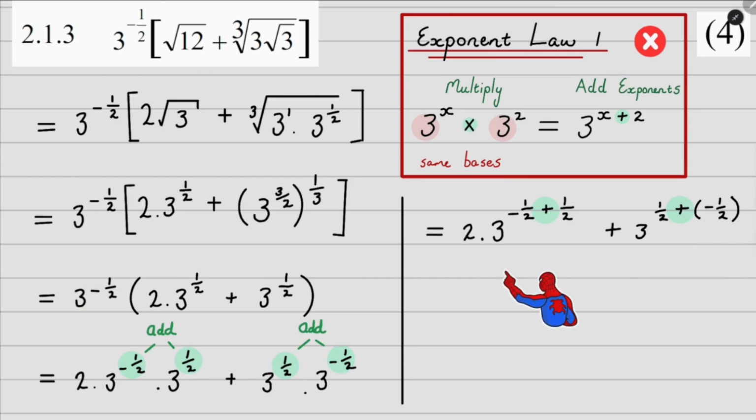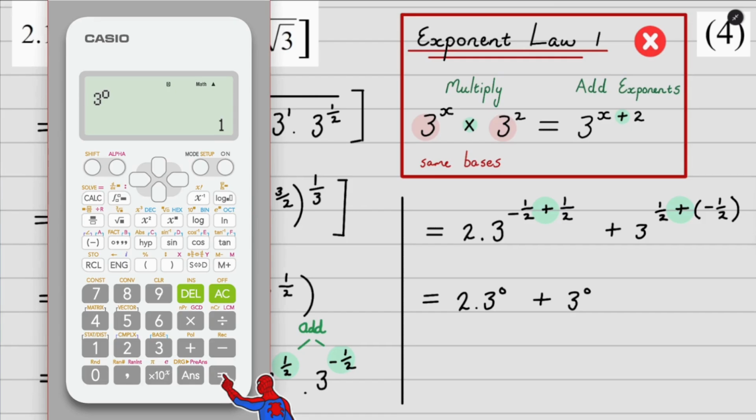Okay, so let's add them up together. Minus a half plus a half. And that's going to cancel each other. We're going to slap them out of here. So what we're going to be left with at the end of the day is 2 times 3 to the power of 0 plus 3 to the power of 0. And anything to the power of 0 is 1.